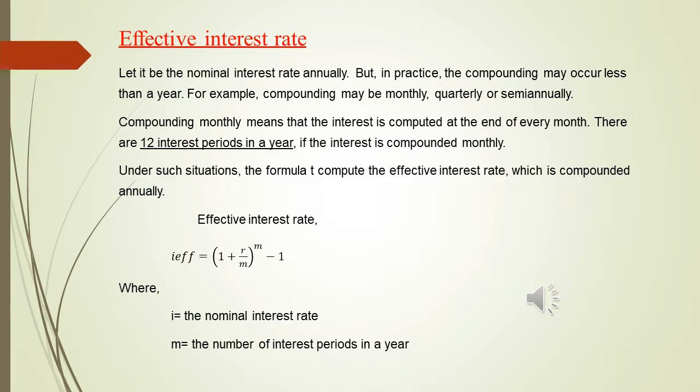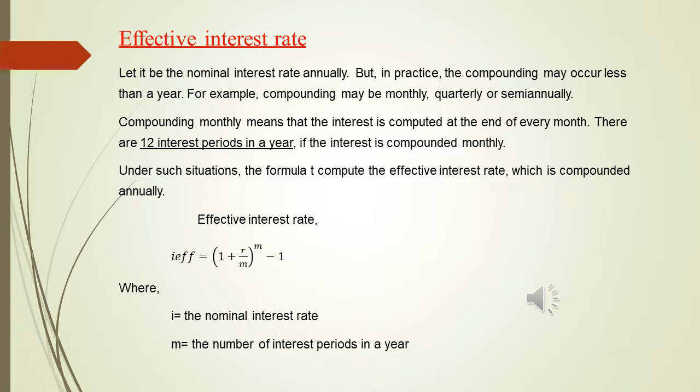Compounding monthly means that the interest is computed at the end of the month. If it's compounded on a monthly basis, interest is computed at the end of the month, so there are 12 interest periods in a year. Remember this: there are 12 interest periods in a year if the interest is compounded monthly.